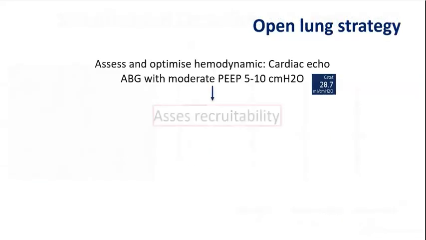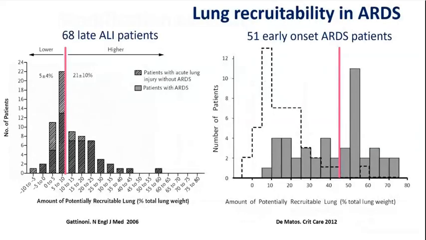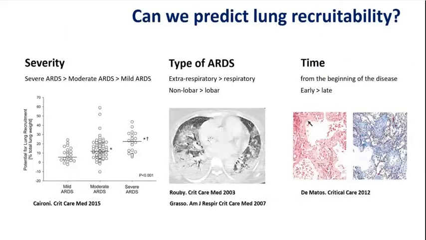After this step, I think we have to assess recruitability, because we know from these studies that the amount of potentially recruitable lung is different from patient to patient, that not every patient is the same, and we should not apply the same strategy for every patient. So in order to distinguish patients with low potential and high potential for recruitability, we should start by trying to assess recruitability.